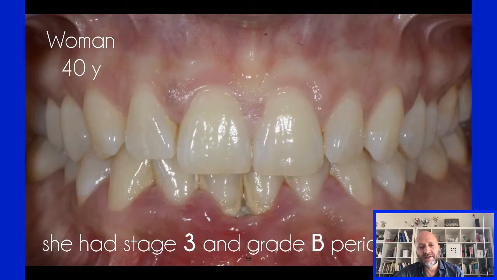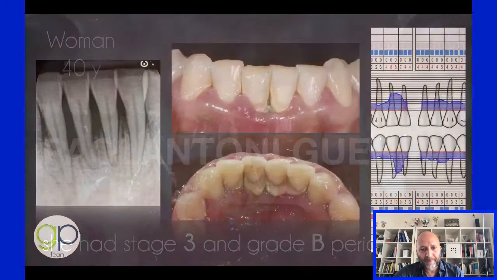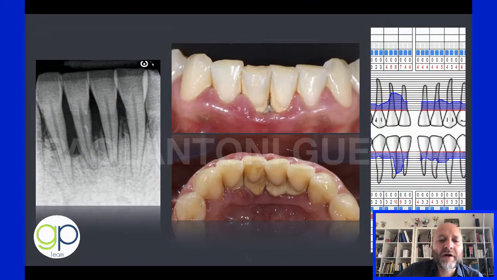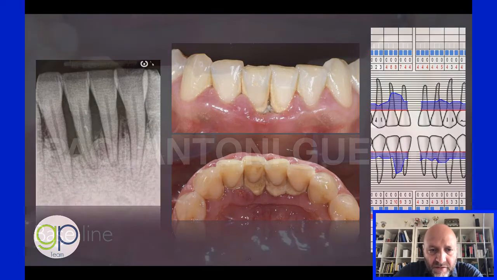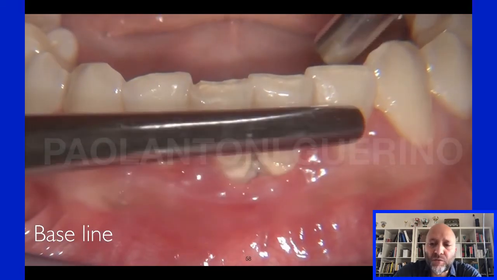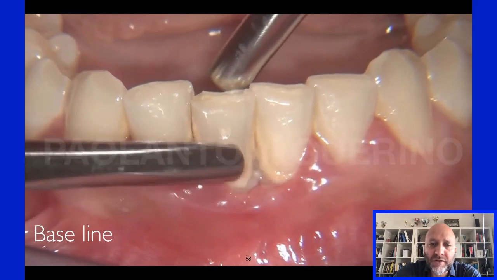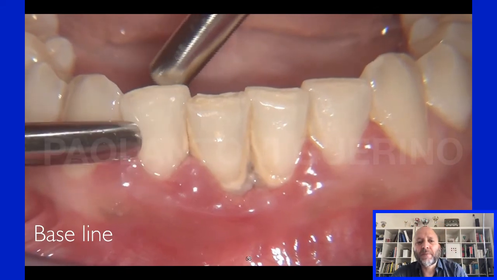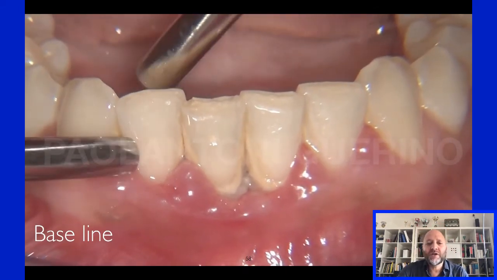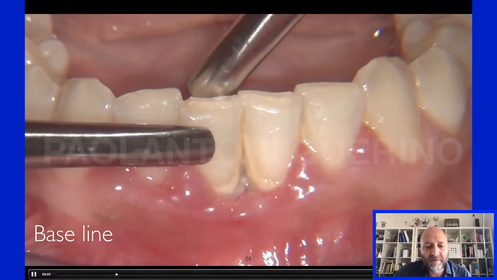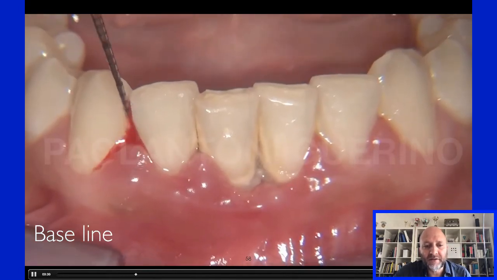So now I want to explain this approach, non-surgical periodontal therapy, and I want to show you a young woman. She had stage 3, grade B periodontitis. This was the aspect at the start of the non-surgical therapy. This was the aspect of the lower jaw and the central incisor. Everything starts with a good diagnosis. We must understand the degree of compromise of the patient, and whether the teeth have increased mobility. We generally use a probe. It's important to understand how deep the pockets are.